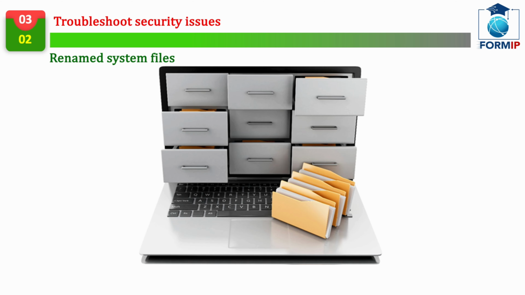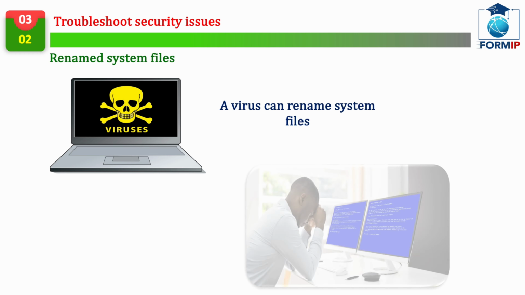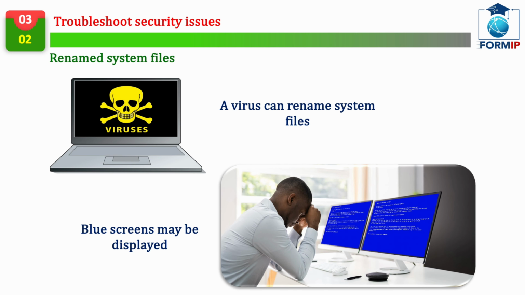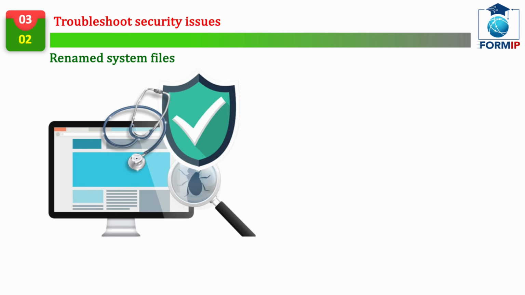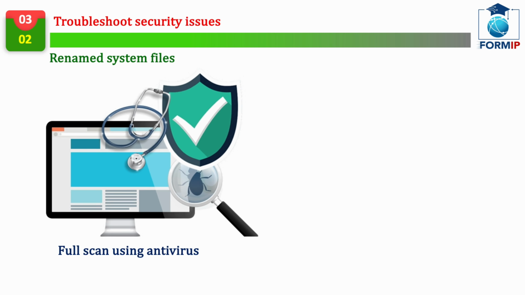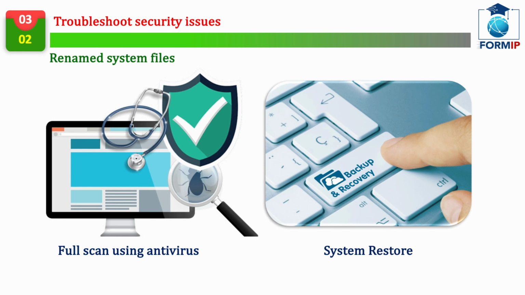Renamed system files. Let's move on to a whole other problem, which is renamed system files. A virus can rename your system files, which will make them unusable, and as a result, it may cause many blue screens on your PC. The ideal in this type of situation is to do a complete scan of your computer using your antivirus. The other solution would be to do a system restore to a date where there was no problem.